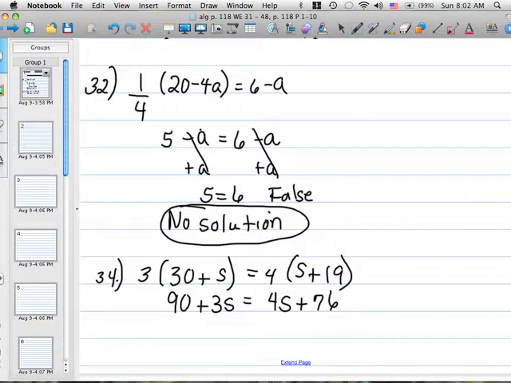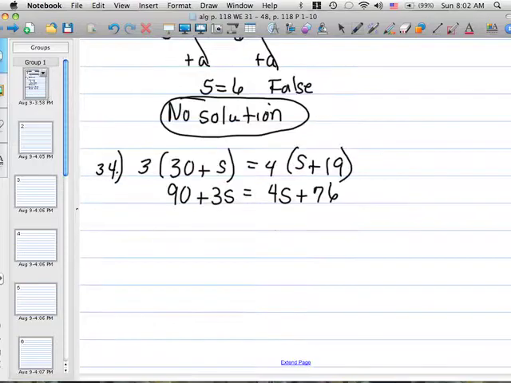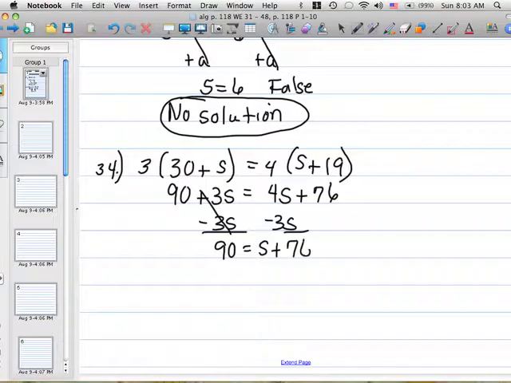Getting the variable on one side, we're going to try and keep it positive so we don't end up with a negative s. So we're going to subtract 3s from both sides. So we end up with 90 equals s plus 76. Solving for s, we need to do the opposite of adding 76, subtract it. And we get positive 14 as our solution.